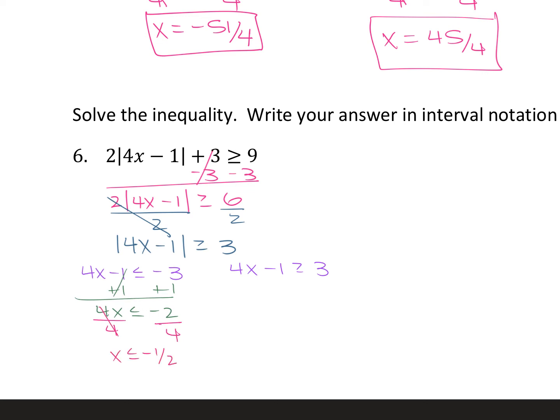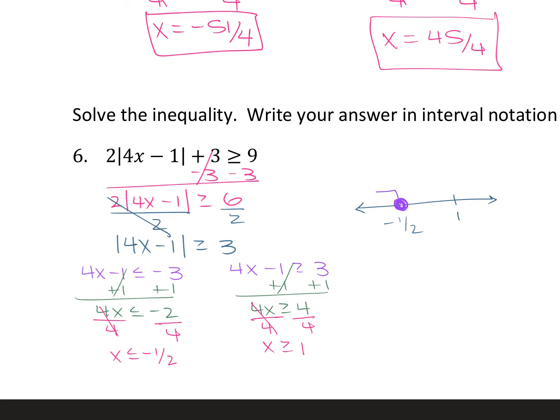For the one that's on my right, I'm going to add my 1 over. That's going to give me 4x is greater than or equal to 4. Then I'm going to divide each side by the 4 to give me x is greater than or equal to 1. So on my number line for this, I'm going to find my negative 1/2. I'm going to find my 1. My negative 1/2 is equal to, so I'm going to put a closed circle on that.